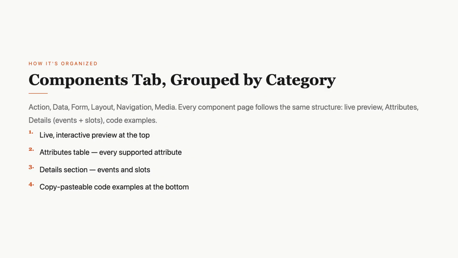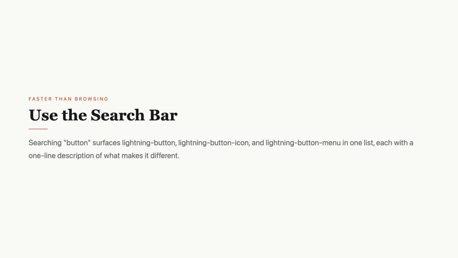The search bar is faster than browsing categories once you know roughly what you're looking for. Searching button surfaces lightning button, button icon, and button menu in one list, each with a one-line description of what makes it different from the others. Let's actually read a spec.